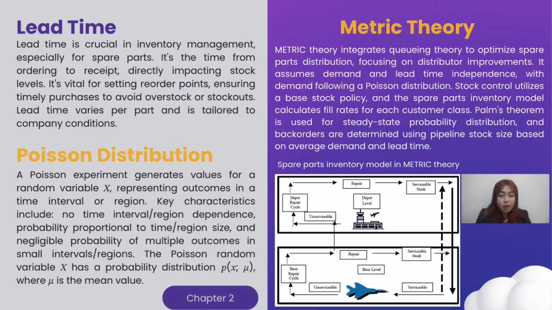The next we have METRIC theory. METRIC theory integrates queuing theory to optimize spare part distribution. Focusing on distributor improvement, it assumes demand and lead time independence. With demand following a Poisson distribution, stock control utilizes a base stock policy, and the spare part inventory model calculates fill rates for each customer class. Palm's theorem is used for steady state probability distribution, and backorders are determined using pipeline stock size based on average demand and lead time. So this is the illustration of the spare part inventory model in METRIC theory.